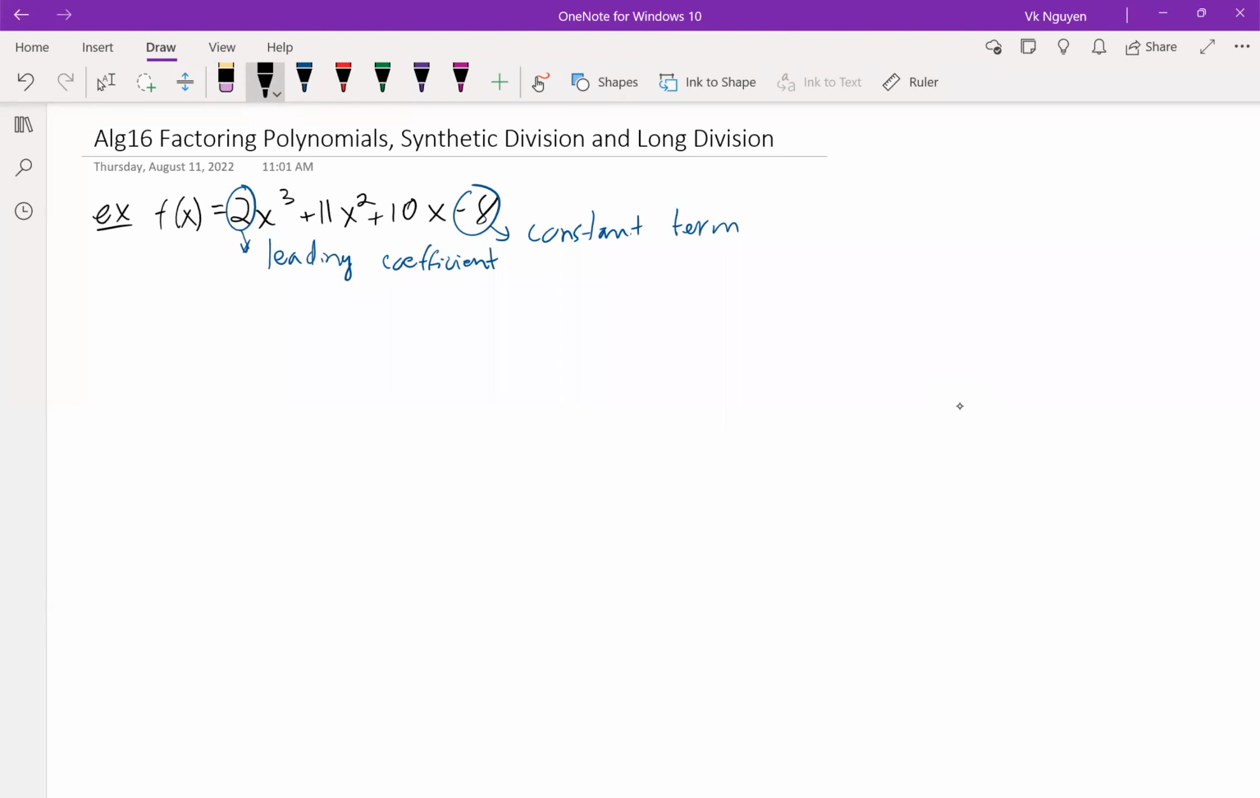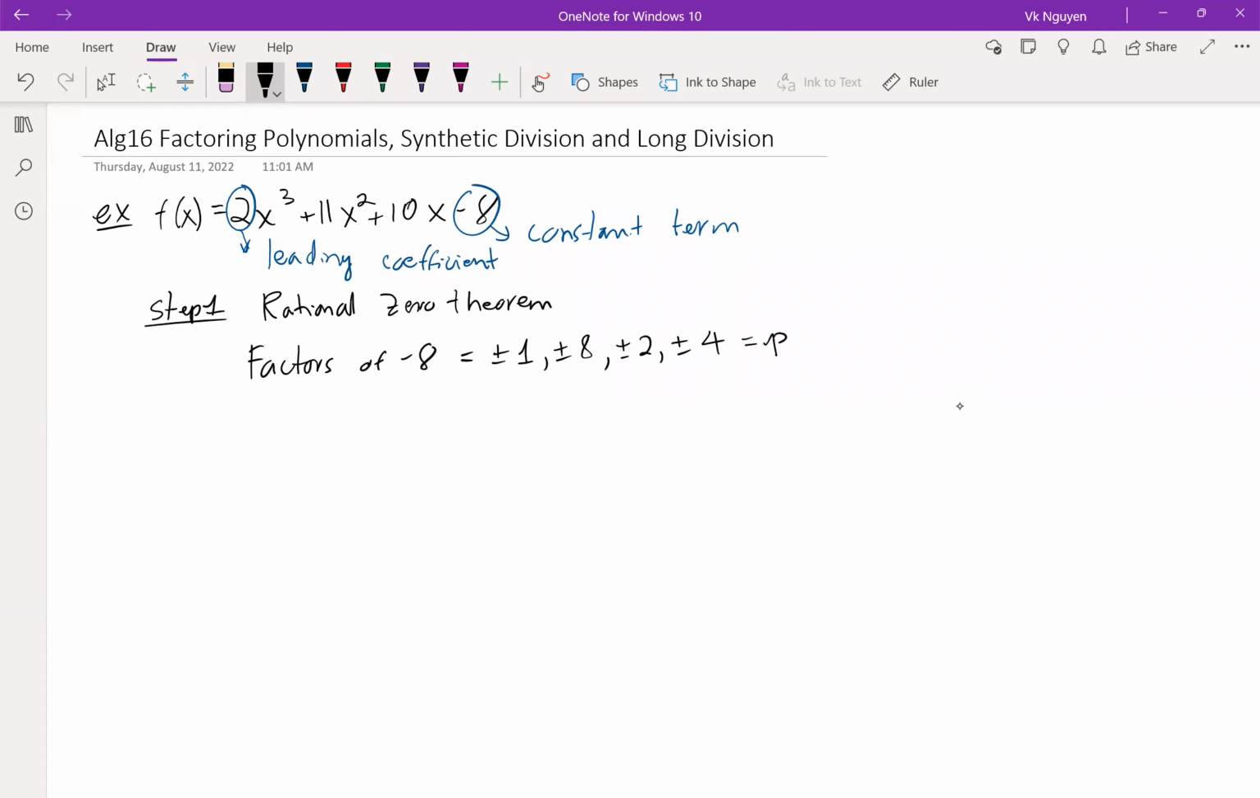First thing is we got to use the rational zero theorem to figure out a rational zero. The factors of the constant term, -8, are plus or minus 1, plus or minus 8, plus or minus 2, plus or minus 4.